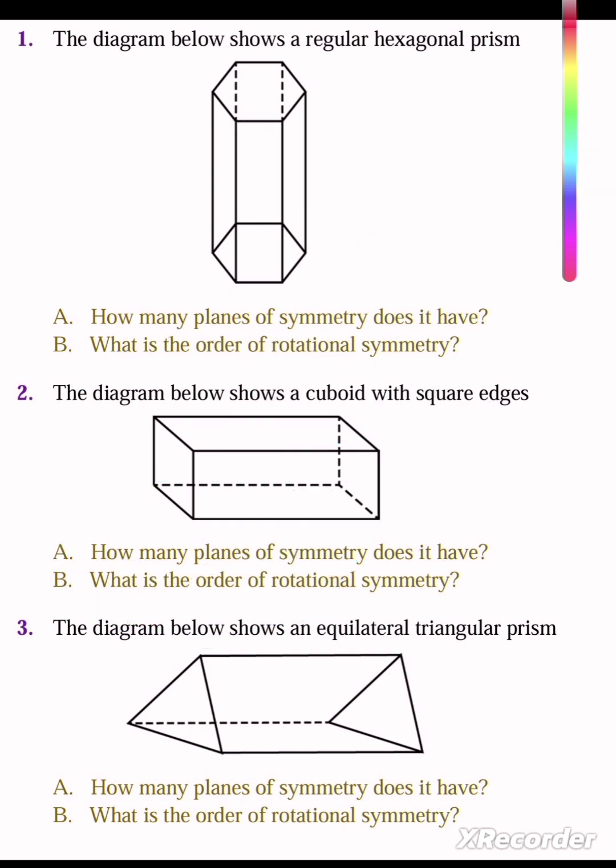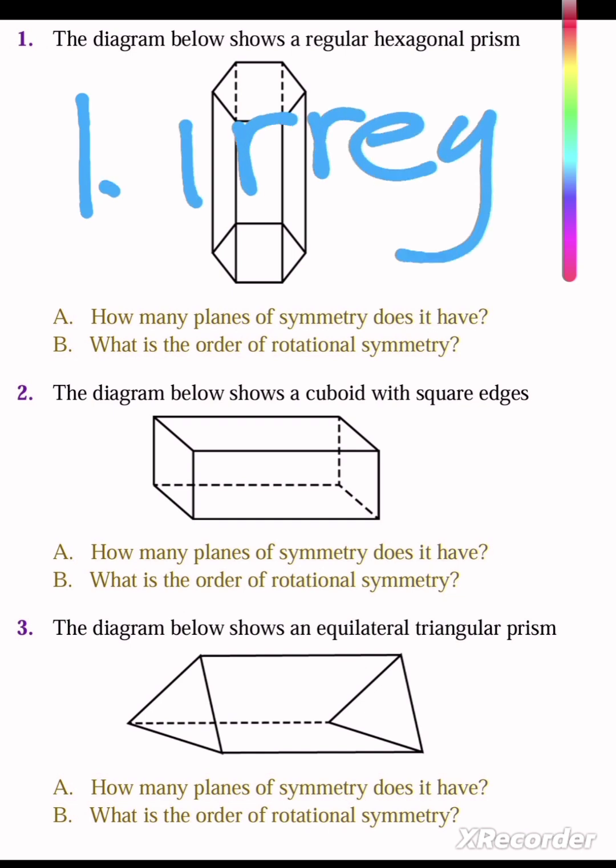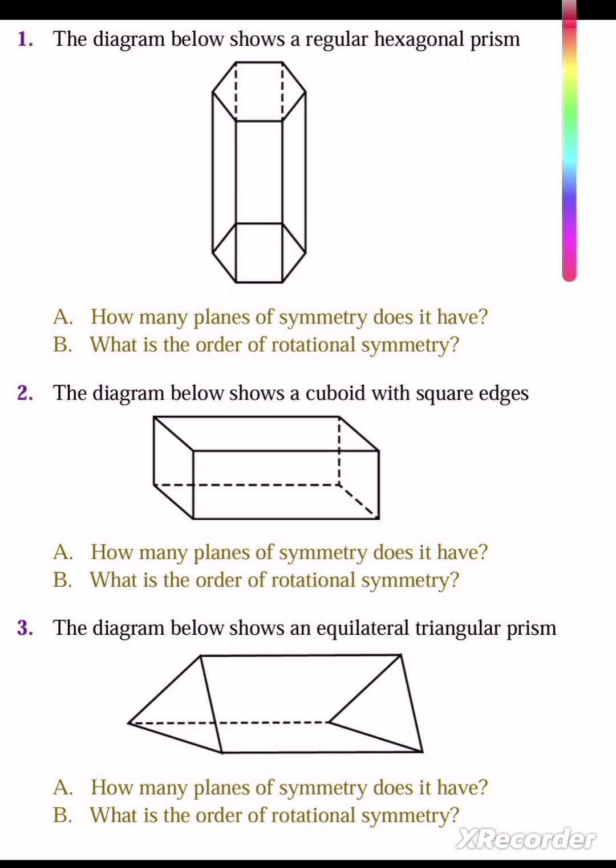In this case, you can rotate it, and the only time it will look the same is when you come back here. So it is a rotation symmetry of order 1. So that's all about irregular shapes. They don't have planes of symmetry, and they have a rotation symmetry of order 1.